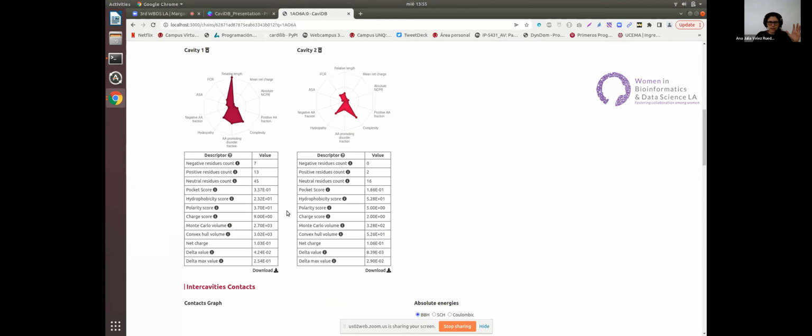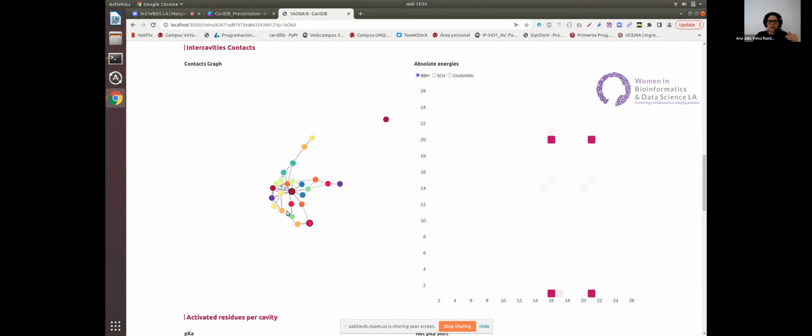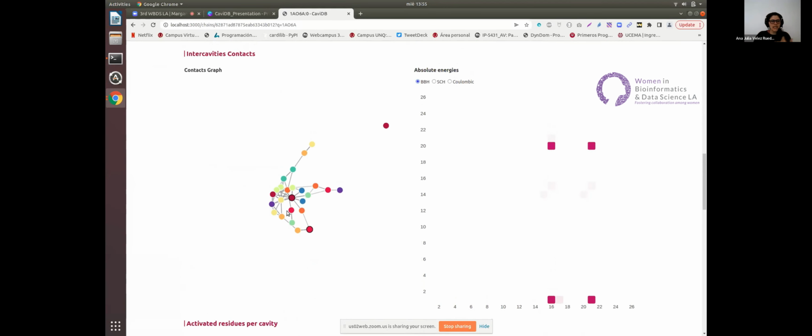When scrolling down, you can also access the information related to the interactions, or the internal interactions of the proteins and the interactions between cavities. Here you have a plot in which you can check all the interactions and all the cavities interacting. And the highlighted dots are those that were described as druggable.